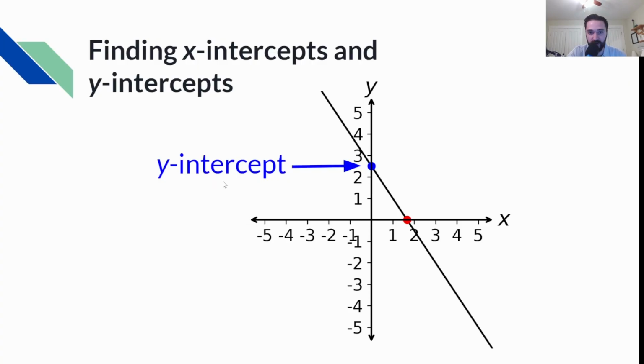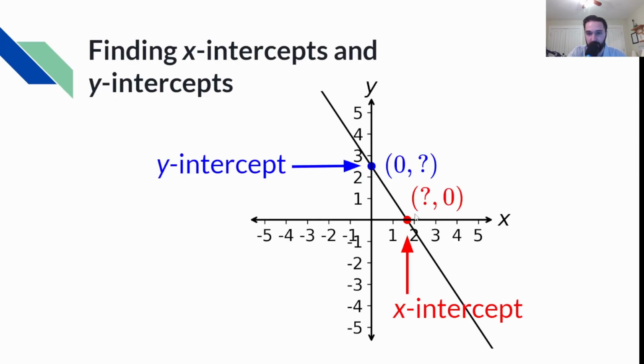So this blue point here, this is the y-intercept. This is where it crosses the y-axis. And this ordered pair, I know it's going to be 0 comma something. I've moved 0 units to the right or left, so my x value is 0. And this is what I have for my y-intercept. Here, the red point is the x-intercept because this is where the line crosses the x-axis. So for this point, I know that it's something comma 0. I know that its y value is 0 because it has a height of 0. It hasn't moved up or down by any amount.